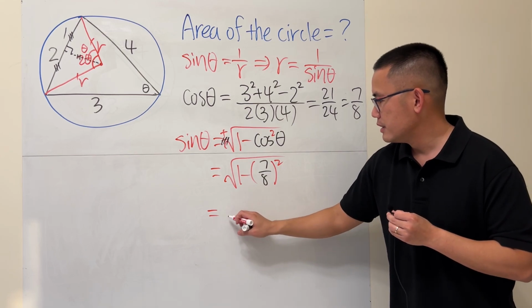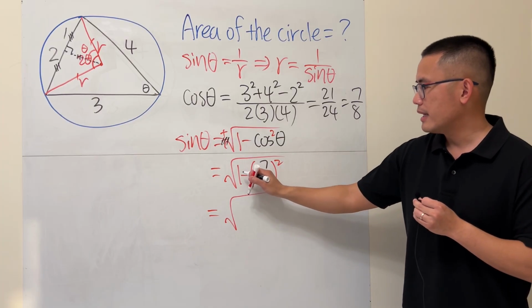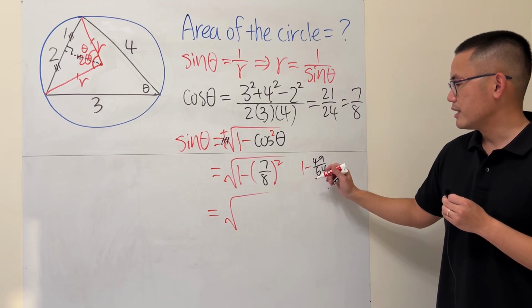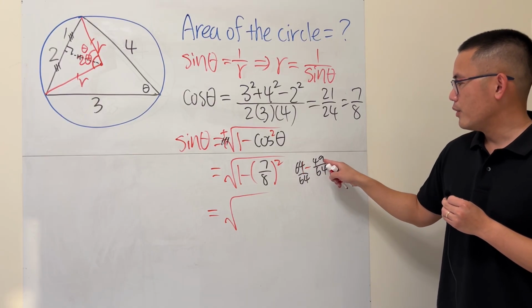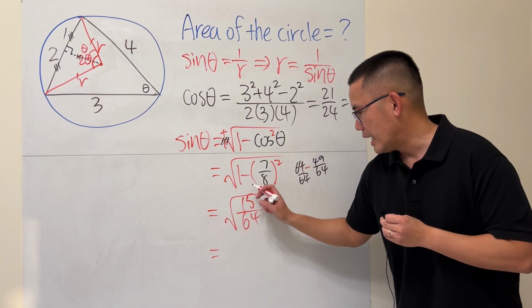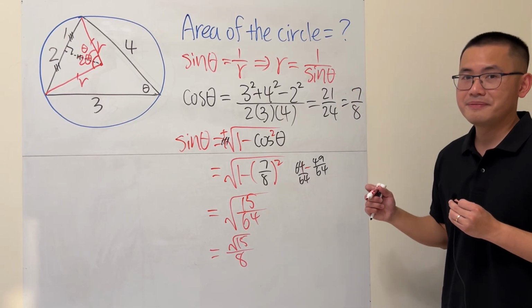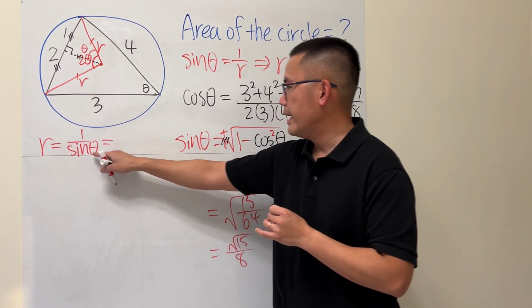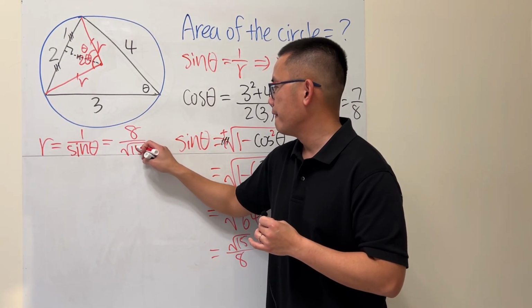Work that out. This is the square root of 1 minus 49/64. And then just get a common denominator, 64 and then 64. So 49 minus 64 is 15. On the bottom we have 64. And I'm just going to leave it as square root of 15. And the square root of 64 is a nice number, 8. So r is equal to, let me write this down again. We just have to do the reciprocal of this, which gives us 8 over square root of 15.